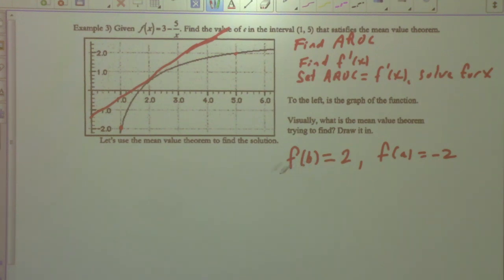So what is our average rate of change going to be here? One. Yeah, so you have 5 minus 1 equals 1. So what is our derivative here?